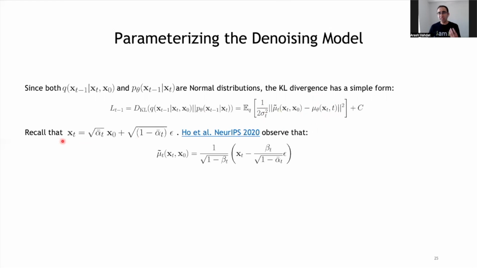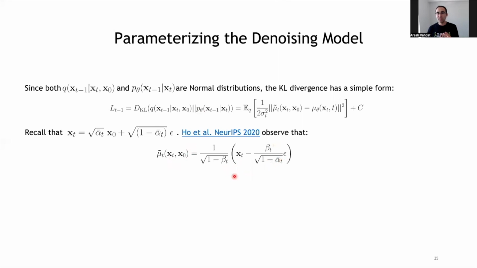Recall that if you want to generate xt, a sample at time step t, you can use this parameterization trick that we discussed earlier. And in this paper, Ho et al. in NeurIPS 2020, they observed that you can also express the mean of the tractable posterior distribution I discussed as xt, the input noisy image, minus the noise that was used to generate that data.